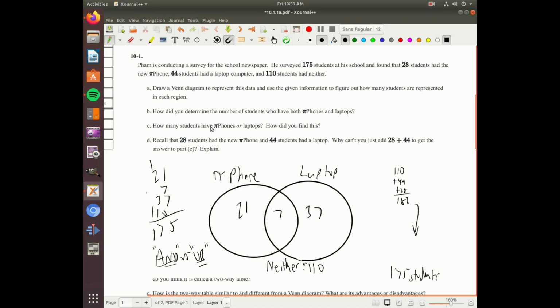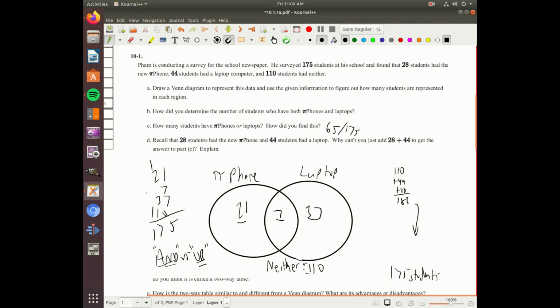So how did you determine how many students have the PiPhone or laptops? Well, these people have PiPhones, or PiPhones and laptops, or laptops. So I should be able to add all these together here and get 28, 35, so 65 students out of the 175, which makes sense because think about it.